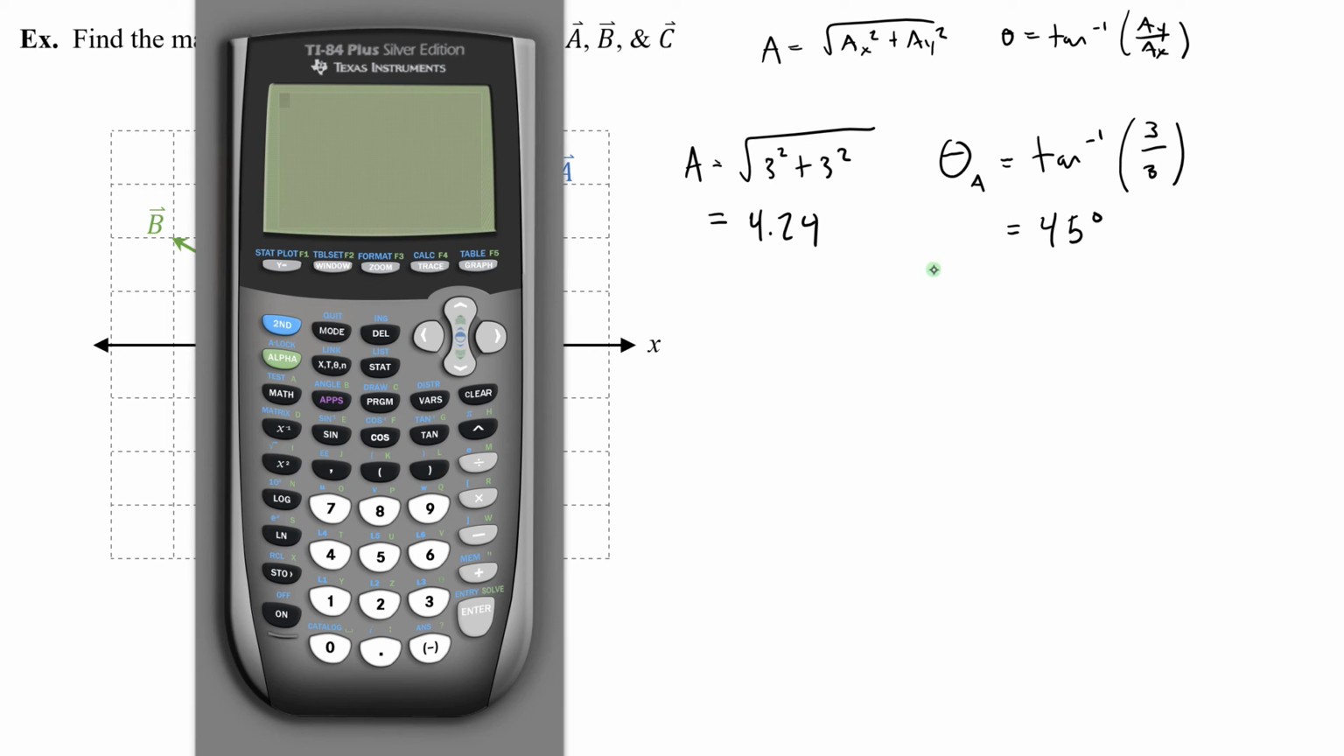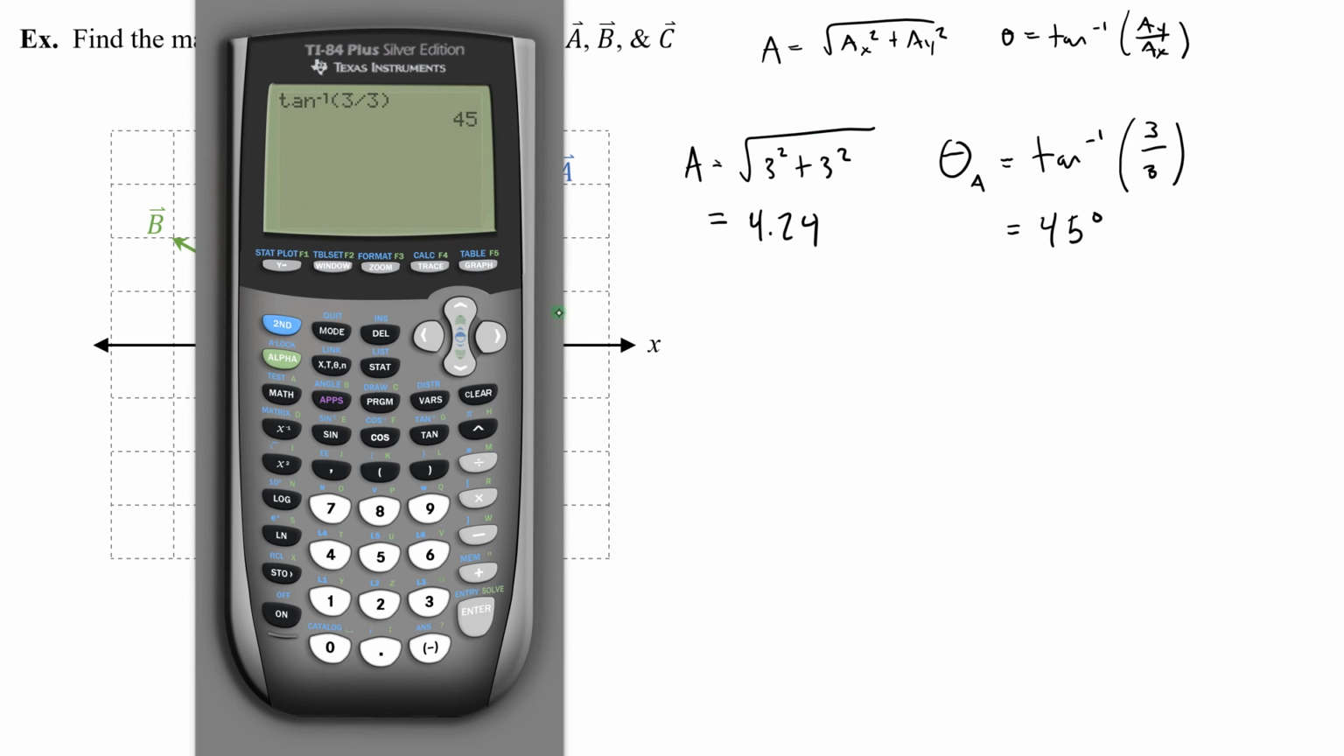And remember to use tangent inverse on your calculator. You would press second and then tan, then enter 3 divided by 3. So that's how you get tangent inverse. Sometimes it's written as arctan. You might be familiar with that. Okay, good.